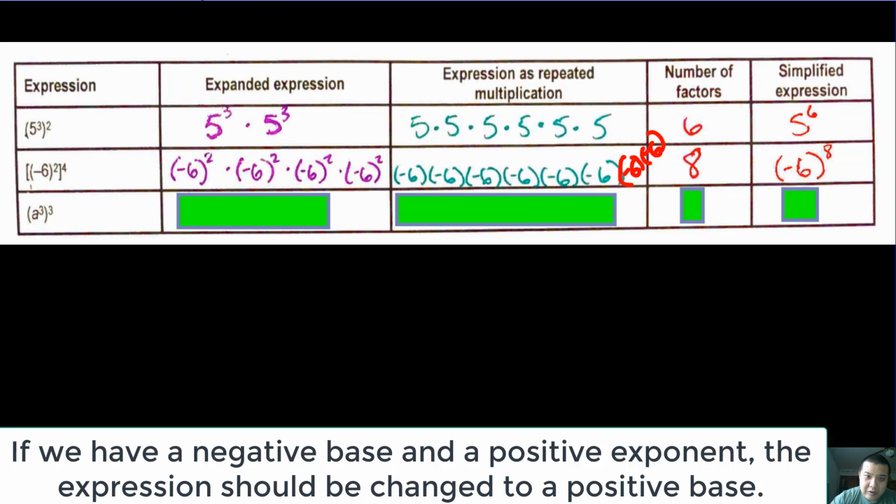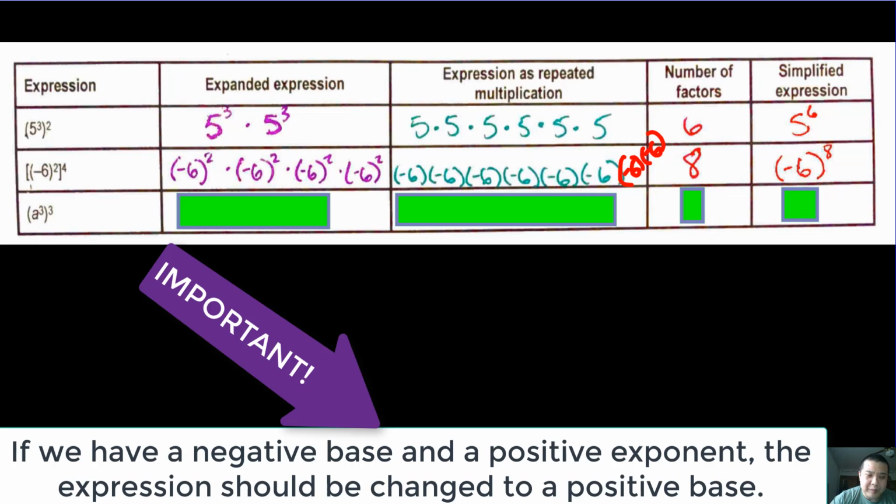However, remember that since we're multiplying 8 negative numbers, every negative number times another negative number is a positive number. Okay, so therefore, this is not actually negative 6 to the 8th, because we can simplify that even further to 6 to the 8th, because we know our final answer is going to be a positive number because we have an even number of factors. Okay, so whenever you have a negative number that's being taken to an even power, we can write that in a simplified version as the positive version of that. So that's a special case right there.